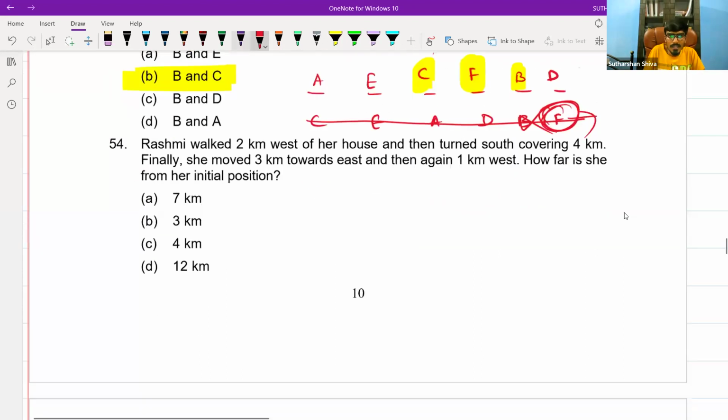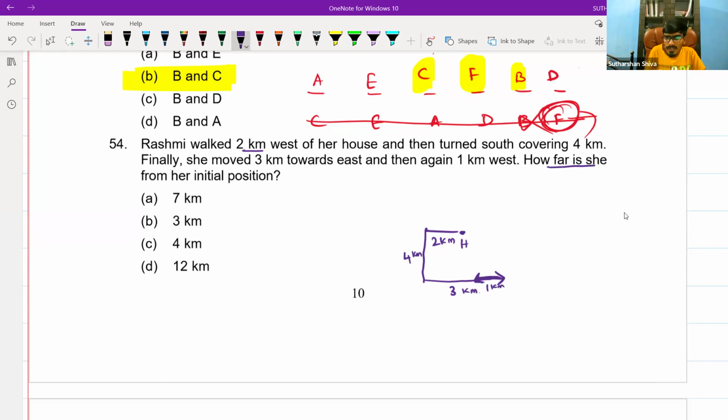Then 54. Rashmi walked 2 kilometers west from her house. This is her house, assume. Walk 2 kilometers. The options are in kilometers, so I will write kilometers over here. 2 kilometers, and then turned south and walked 4 kilometers. Finally, she turned towards left and walked 3 kilometers in the east direction. Again from that east direction she turned and returned 1 kilometer back.